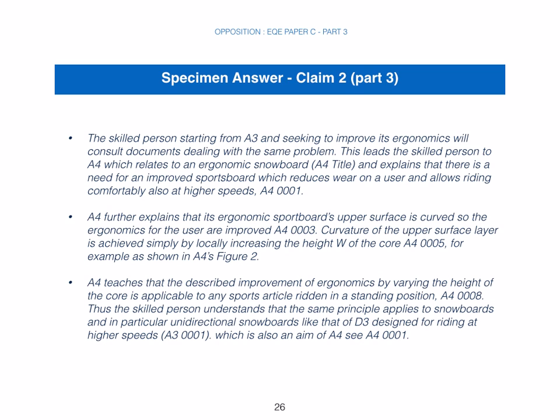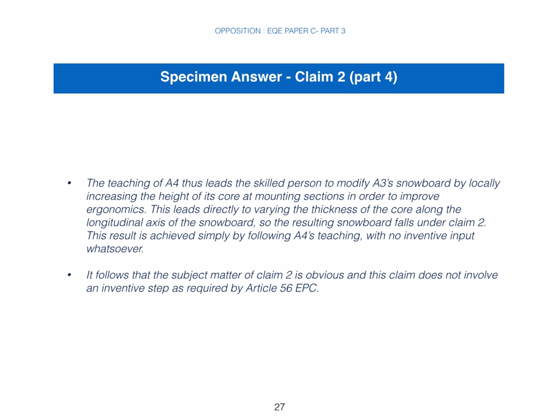We now continue. A4 teaches that the described improvement of ergonomics by varying the height of the core is applicable to any sports article ridden in a standing position, A4 paragraph 8. Thus, the skilled person understands that the same principle applies to snowboards and in particular to unidirectional snowboards like that of A3 designed for riding at higher speeds, A3 paragraph 1, which is also an aim of A4, see A4 paragraph 1. And we turn over and we come to the penultimate paragraph, which is a difficult one.